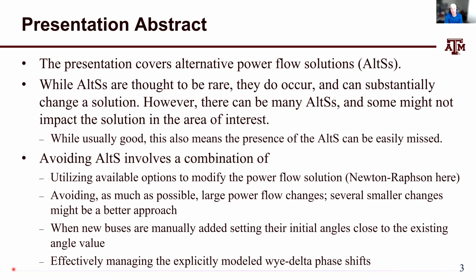As much as possible, you want to avoid large changes in your power flow when you go to solve. Certainly some changes are going to occur, but the larger changes increase the likelihood of the algorithm converging to an alternative solution. One relatively easy fix is if you enter new buses into a power flow. A lot of times the software, and PowerWorld Simulator certainly does this, will internally set the angle to be a good value.